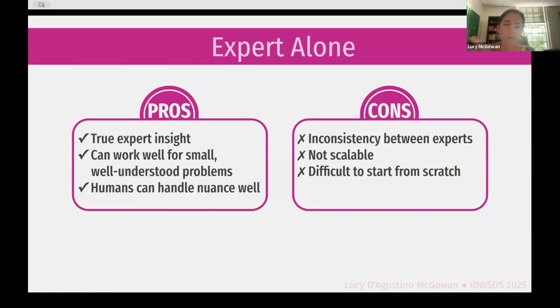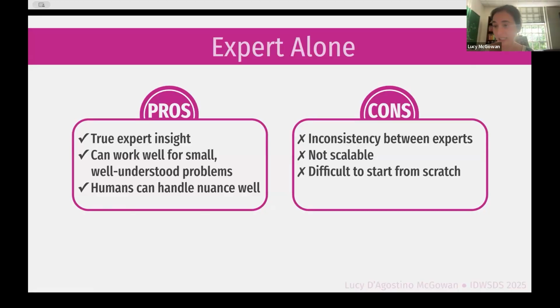So the pros of the expert alone model, which is what we are typically doing now, or at least what I think is commonly done in the biostat world. The pros are that if you can get them to understand what you're trying to do, you have true expert insight. This can work well for small, well understood problems where the data generating mechanism might be well known or relatively well understood. And humans can handle nuance well, so they can understand things like that maybe should go into this. The cons, sometimes there's inconsistency between experts, and so a lot of times you might have inconsistent DAGs depending on who you talk to, and there are certainly ways to handle this, like sensitivity analyses, but that can be challenging.